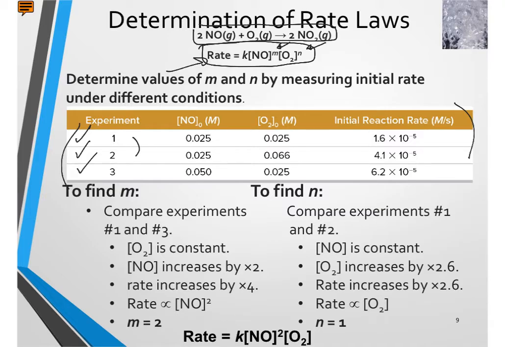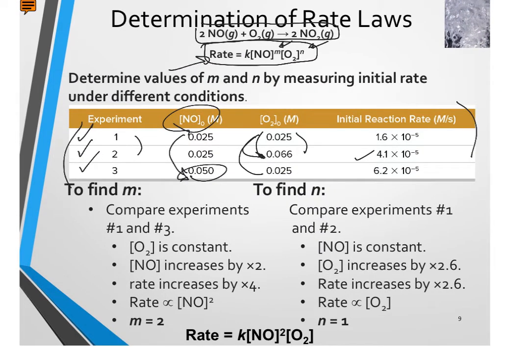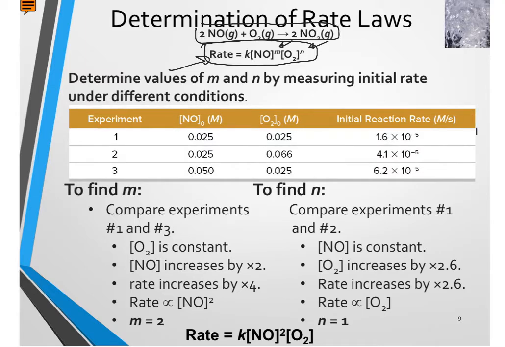So if you compare experiment 1 and 2, what have we done differently? We've increased the concentration of oxygen gas and then measured the rate. Again, what have we done between experiment 1 and 3? In this case, we have changed the concentration of nitrogen monoxide, okay? So let's now determine the effect on the rate of each of the reactant concentration changes.